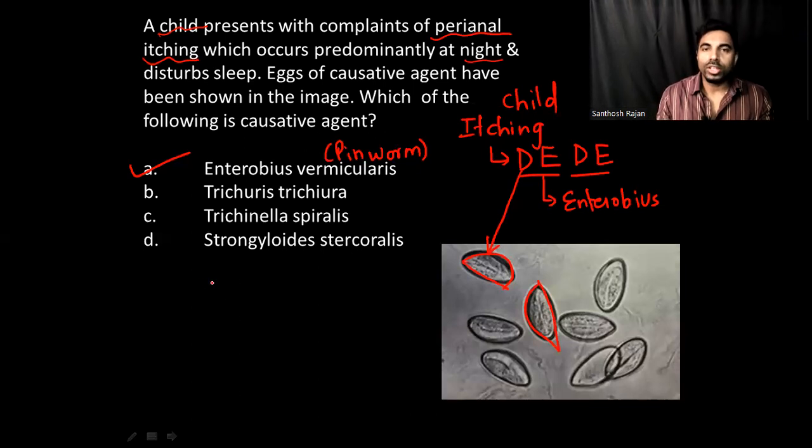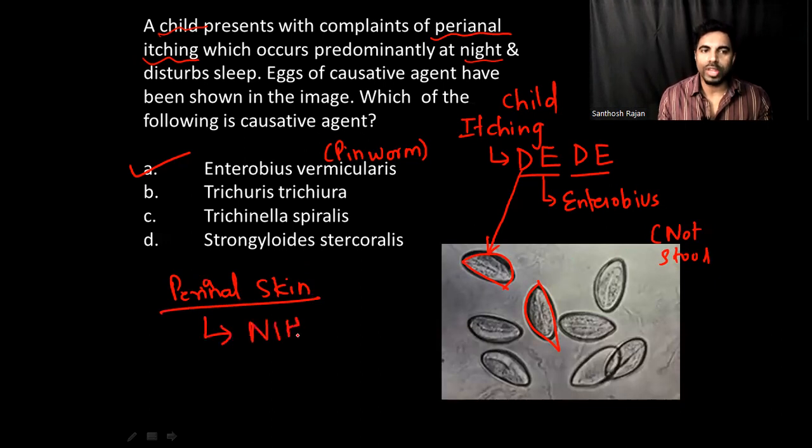Now the important thing is, how do you collect the sample? You will never see this in the stool. Not in stool, because it is usually in the perianal skin. You will always see the eggs in the perianal skin region. So there's a special swab for this. It's called the NIH swab. That could be a question.